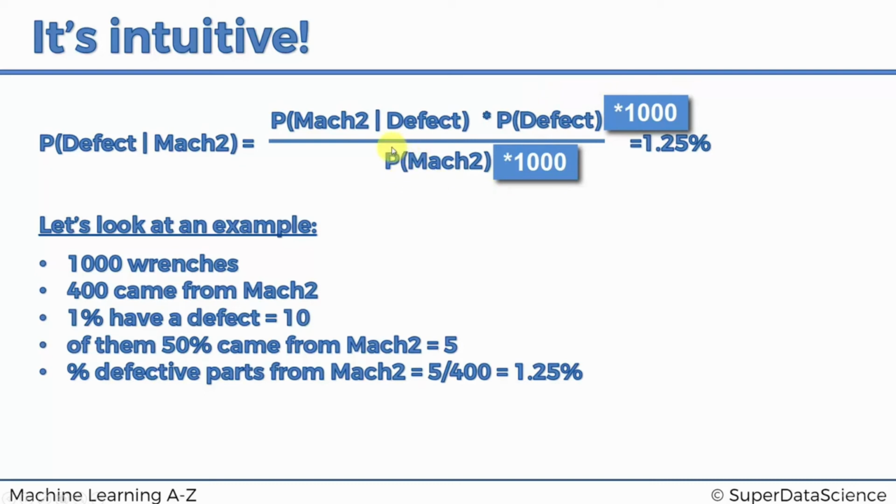So here we've got extra times 1,000, and here we've got P machine 2. What we did is we actually put in P machine 2 times 1,000. So I just added an extra part over here times 1,000 and part over here times 1,000, and then we still divided that final result, that 5 that we got, by the 400 that we got. So the logical steps that we took are exactly the same as the Bayes theorem. The only difference is that we looked at a specific example of 1,000 wrenches.